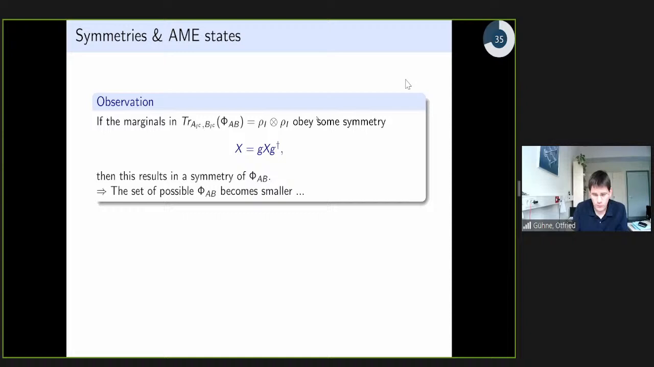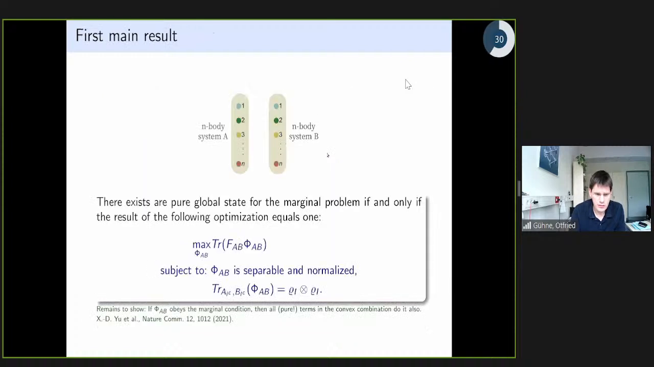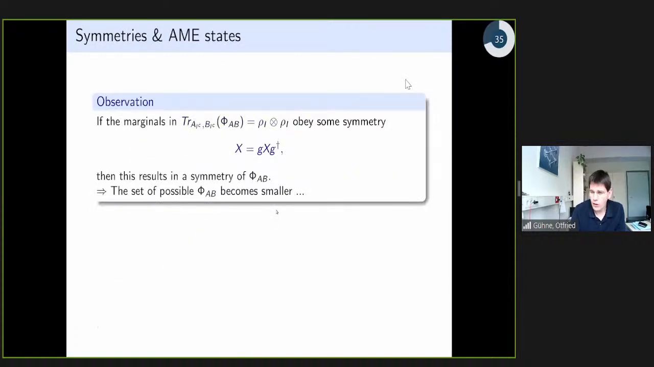Okay, now, because I want to come back a little bit to the AME problem, shortly, some things about symmetries. Namely, you can often simplify it. Here, we were essentially looking for a quantum state with a bunch of properties. But if we know a little bit more about our problem, we can often restrict our attention to a smaller family of quantum states.